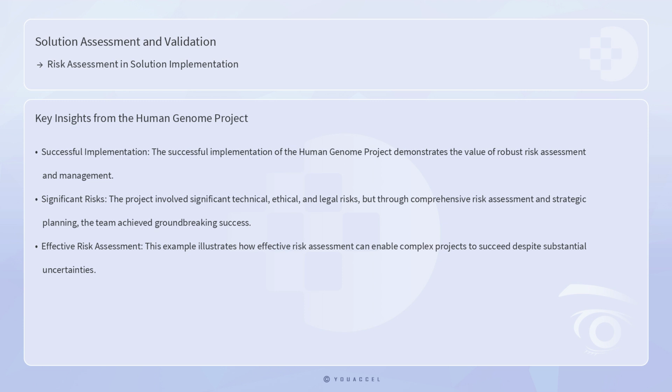In contrast, the successful implementation of the Human Genome Project demonstrates the value of robust risk assessment and management. The project involved significant technical, ethical, and legal risks, but through comprehensive risk assessment and strategic planning, the team was able to navigate these challenges and achieve groundbreaking success. This example illustrates how effective risk assessment can enable complex projects to succeed despite substantial uncertainties.